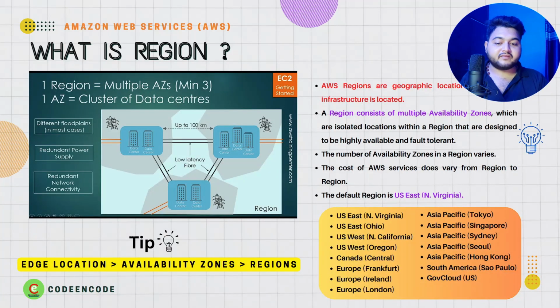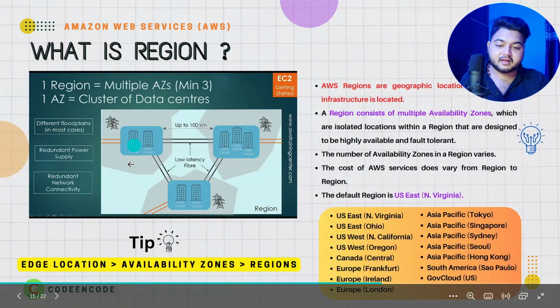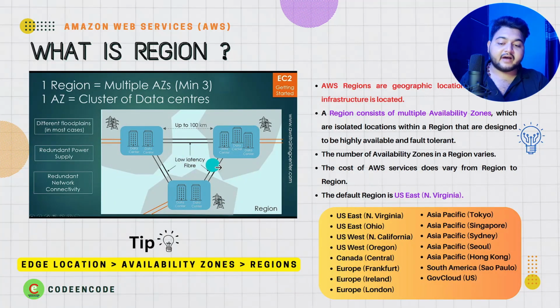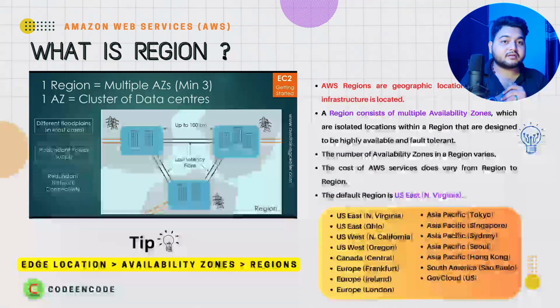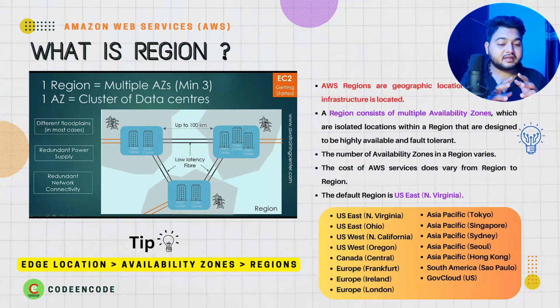So in a nutshell, this is the region. As you can see, the rectangle is the region, and in the region we have multiple availability zones, right? This is one zone, this is one zone, this is one zone, and the whole one is the region. And if you do not select any region, it will set US East, Virginia, as the default location.